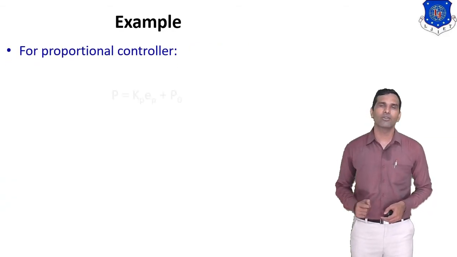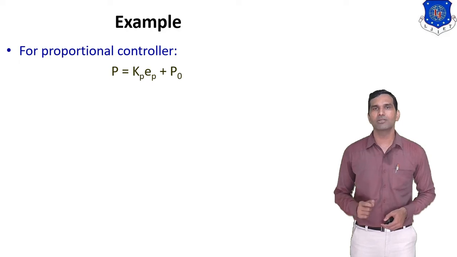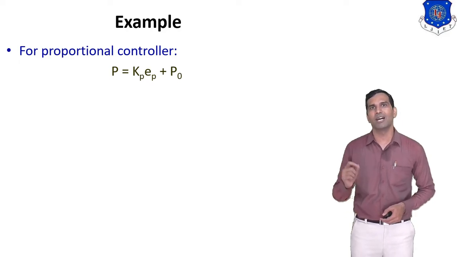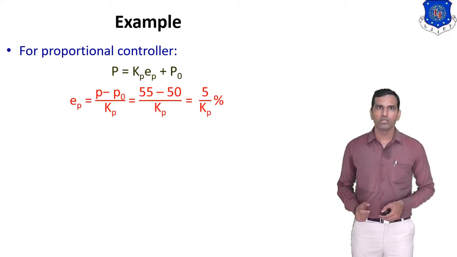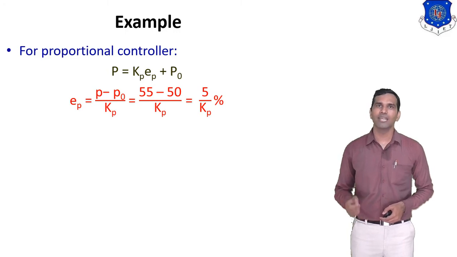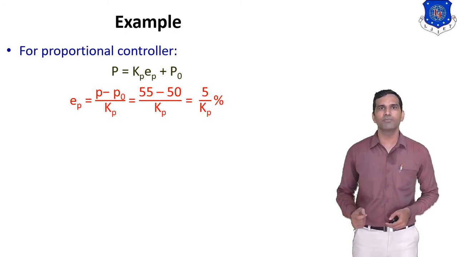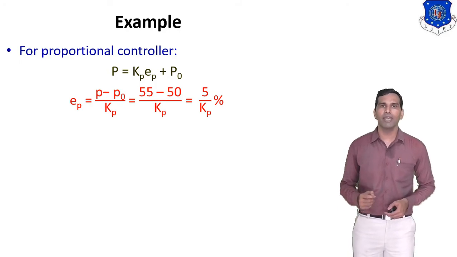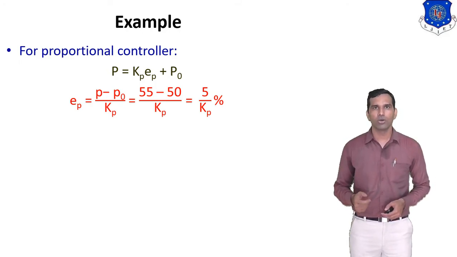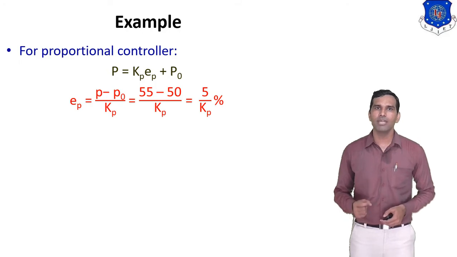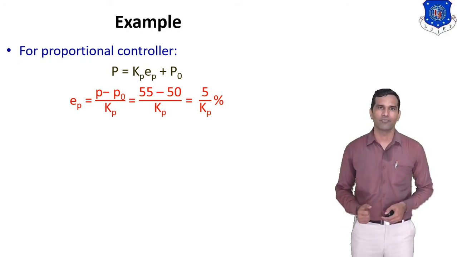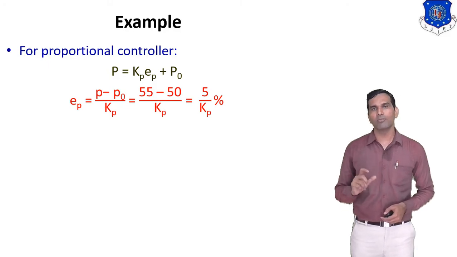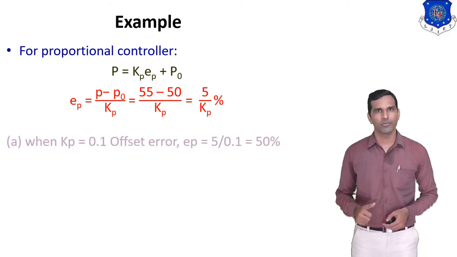For the proportional controller, we know P equals Kp into Ep plus P0. So we can write Ep equals (P minus P0) upon Kp. So we have the values of P and P0. So we get Ep equal to 5 upon Kp percentage. Now we substitute the values of Kp one by one.